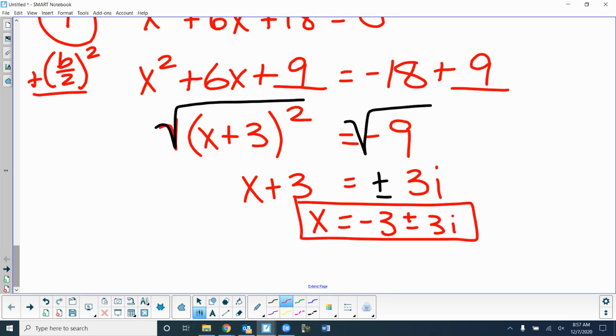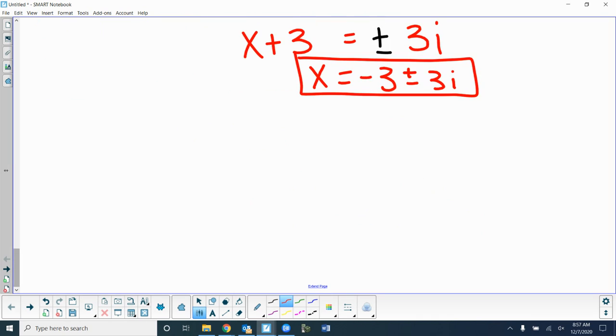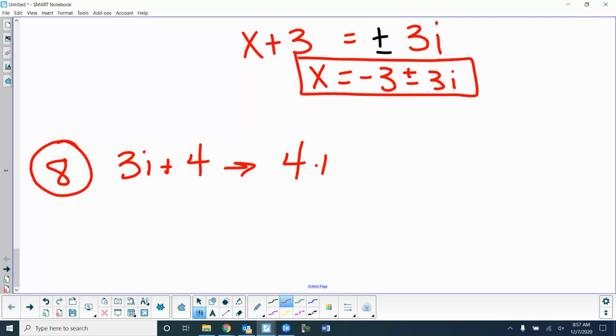All right, number 8, probably the easiest one on the page, except we gotta do what first? Put it in the right order. Is it in the right order right now? No. Remember, we always want the real part in the front, imaginary part in the back. So first of all, put it in the correct order. They're both positive numbers, right? So it's 4 plus 3i.